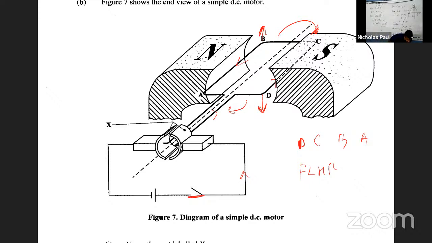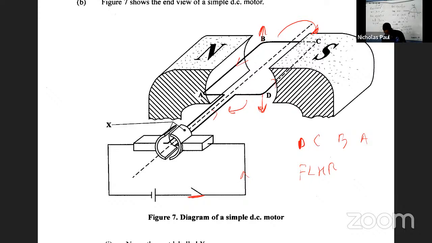So can you repeat what each hand rule is used for? Let me just do a summary pass. Right-hand grip rule is to find magnetic field direction. Fleming's left-hand rule is used to find force. Fleming's right-hand rule is used to find induced current. Okay?